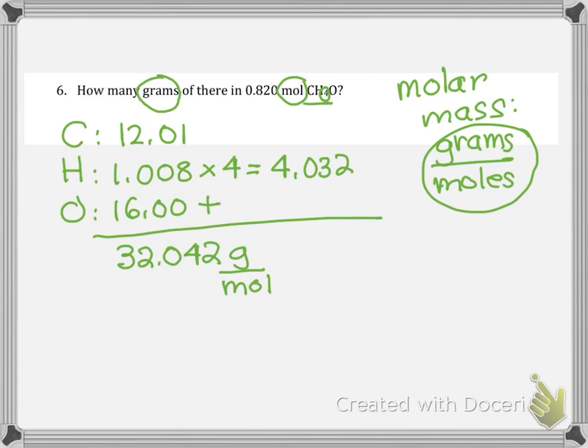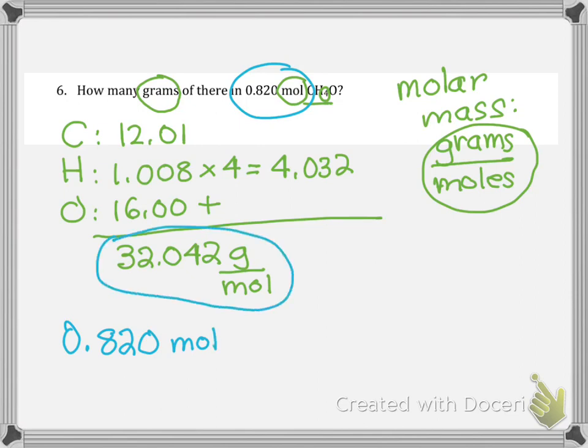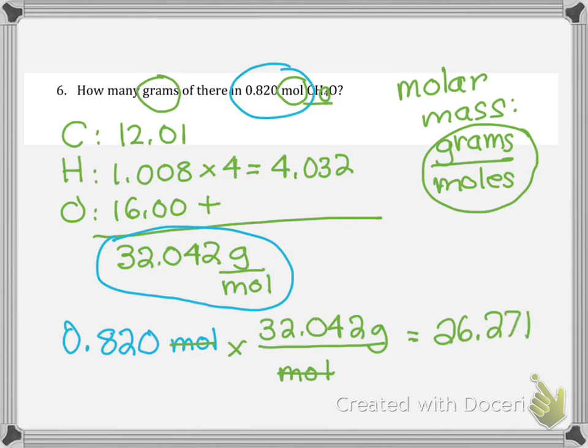So now I'm going to start this like a conversion problem. So I start with what I was given, 0.820 moles, and I'm going to use my conversion factor. So times, I want moles to be on the bottom, and it's always in 1 mole, and there's 32.042 grams. The moles are going to cancel, and I will multiply 0.820 times 32.042, and I get 26.2744 grams. And so to 3 significant figures, I get 26.3 grams.